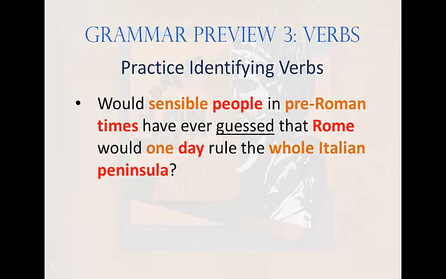Remember, look at the base word only. Not guessed, but guess. Can you say will guess? Sure. Can you say have guessed? I guess so, because that's exactly what this sentence says. Have ever guessed. And it has would in front of it too, which is another helper word often attached to verbs. So if you can attach a tense marker, have, and a helper word, would, to guess, then I guess it has to be a verb.